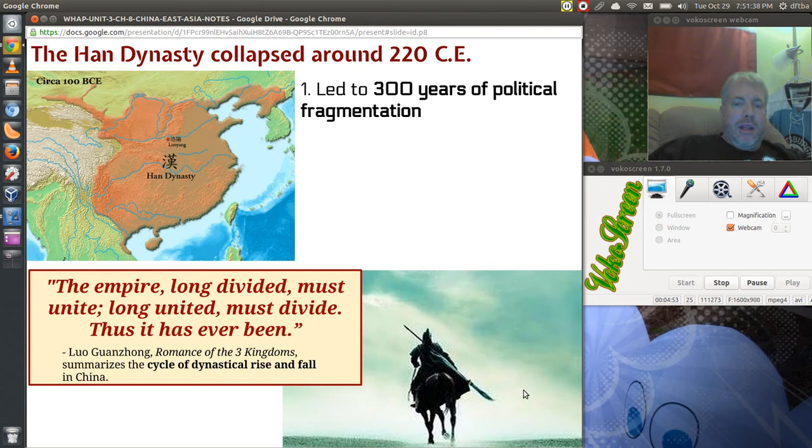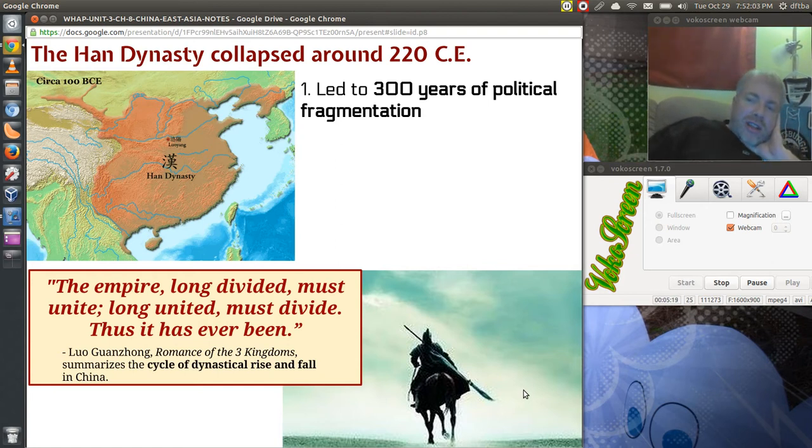Basically, this time period leads to 300 years of political fragmentation. We see these 300-year periods of chaos or strife or war, the Warring States period before this. So you have a period of time after the Han Dynasty where there's a struggle for power. What's interesting to note and think about is 300 years here, okay? 300 years is longer than the United States of America has been in existence.